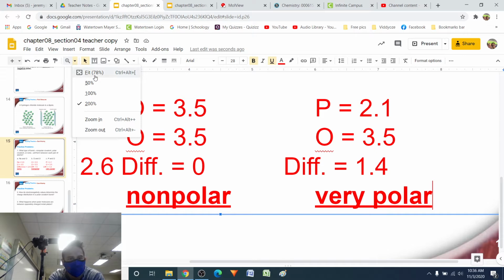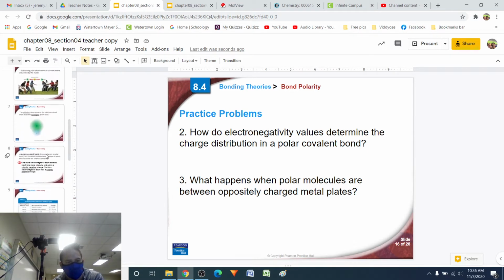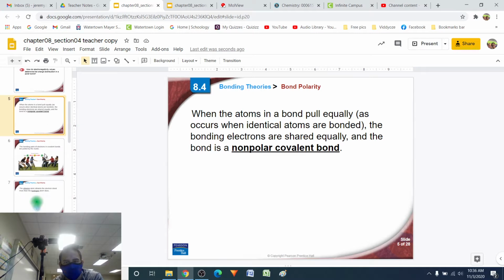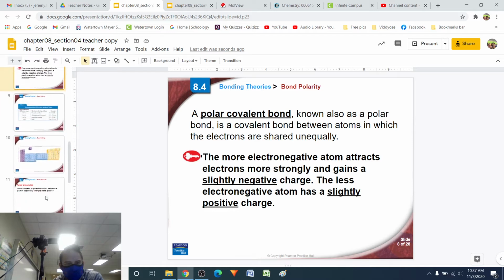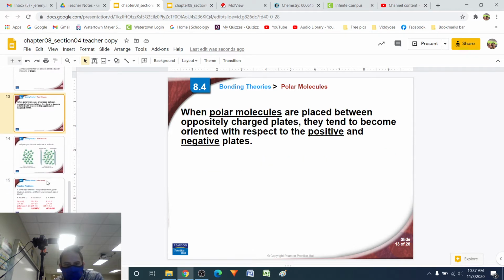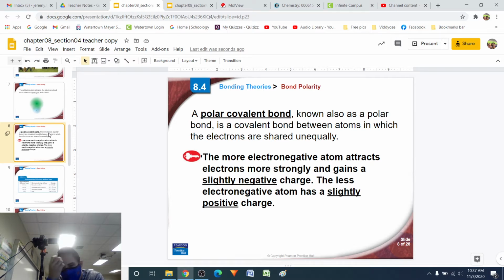Let's take a look at number 2. How do electronegativity values determine the charge distribution in a polar covalent bond? Okay, so electronegativity, let's go back and take a look at what that word means again, because it's a kind of big fancy word. I don't know exactly where in the notes it is said, but the word electronegativity means how badly an atom wants electrons.